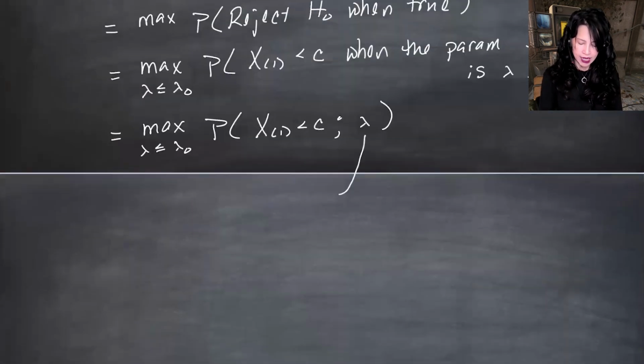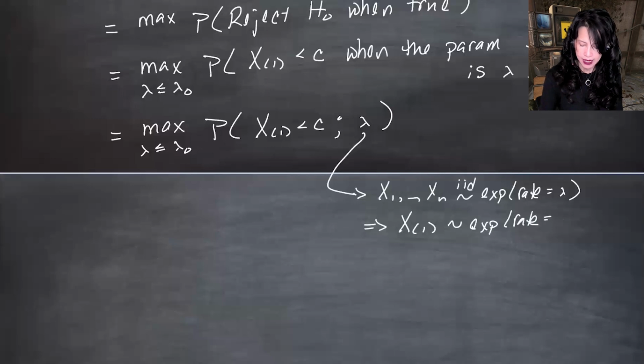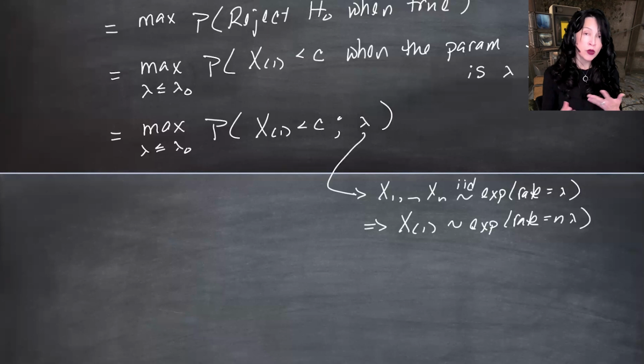If the parameter is lambda, put an arrow this way. This means that x1 through xn are IID exponential with rate lambda. And this means that the minimum is exponential with rate n lambda. We've seen that result a few times. But if not, you know how to find probabilities for minimums. You already have it in the form of a CDF, and you could try to rewrite this probability as it relates to the individual x's, and you could do this from scratch.